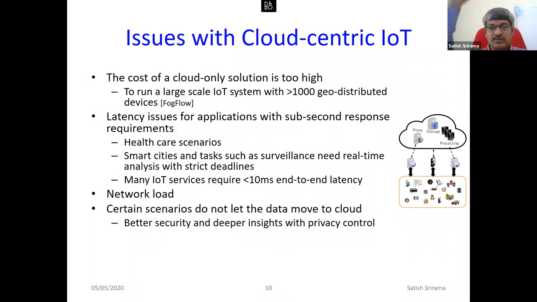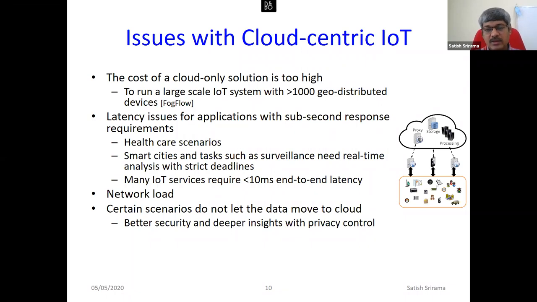It cannot be sent to a cloud which is lying in Germany, or in the UK, or even to the US. It is not possible. So there will be certain scenarios where you cannot move the data. Then what would be the solution in such a case? The best idea is to process the data as close to where it is actually generated.